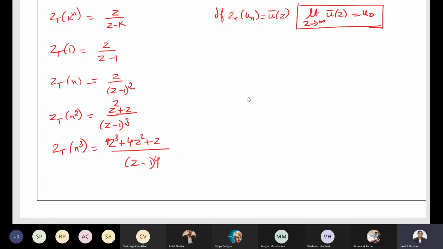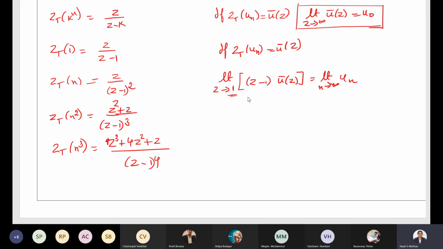Then we have final value theorem, which says that if Z transform of Un is U bar of Z, then limit Z tends to 1, Z minus 1 into U bar of Z is equal to limit n tending to infinity Un. This is specifically for Z tending to 1. I hope this is clear to everyone. This is initial value theorem and this is final value theorem. We will be using these while finding the values of U0, U1, U2, U3, etc. So this is regarding initial and final value theorem. More questions we will discuss in the next class.